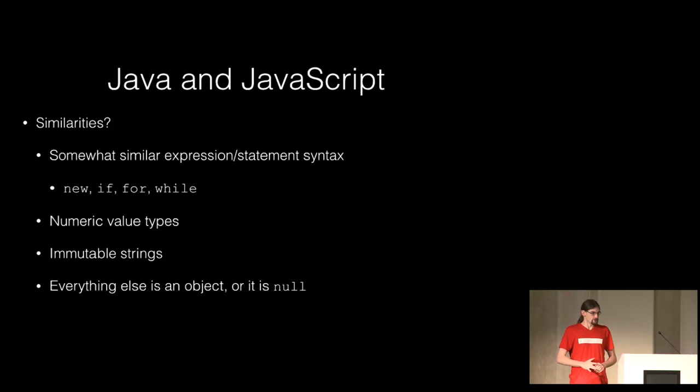Great. So before looking at that too much, I'm going to take a slightly different tack than what that talk took and talk about similarities first between Java and JavaScript. We've got pretty much similar expression and statement syntax. We more or less need semicolons to end a statement. Expressions yield some value which we can assign to something or we can use in an if. We've got the same sorts of keywords: new, if, for, while. We both have numeric value types. We both have immutable strings. And everything else is pretty much an object or it can be null.